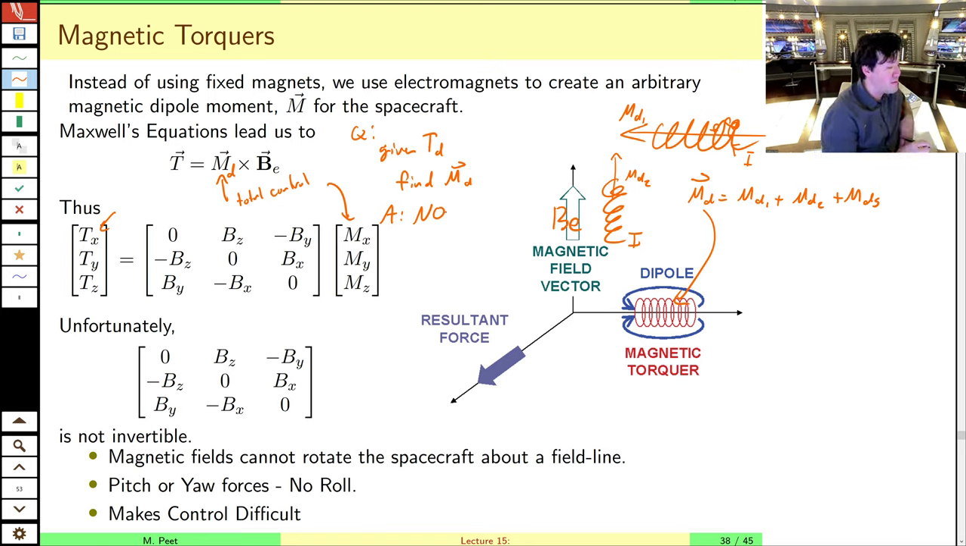So it seems like maybe you would be able to. What we've done here is we've written this cross product in matrix form. So you can write cross products in matrix form. You write out the elements of this vector, put it on the off diagonal entries. But if we look at this matrix, it has zeros on the diagonal. So we can tell right away that there's at least one zero eigenvalue of this matrix, which means it's not invertible.